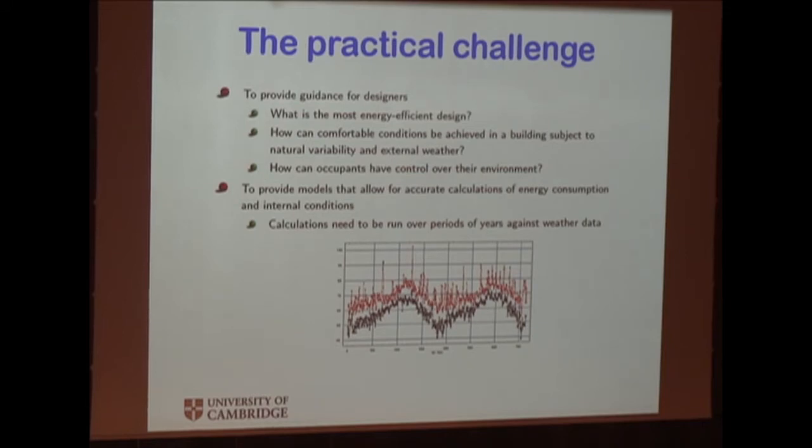And in order to provide this guidance, we need to be able to model these buildings to provide accurate calculations for energy consumption and for the internal conditions. And these calculations need to be run over long periods of time. For example, this shows 2 years' worth of weather data in San Diego, where I used to live, and you can see it's a very pleasant climate. The temperature on the left is in degrees Fahrenheit, so it's never very hot and never very cold. But nevertheless, you have to run a building against this kind of weather information. So the models have to be fast and robust.